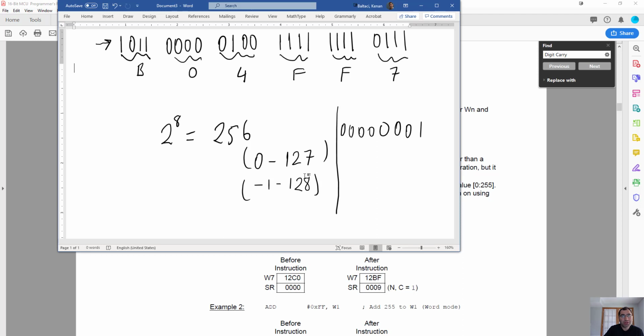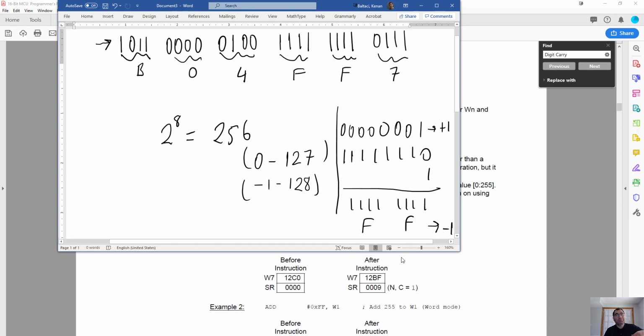So 1's complement, we just invert every bit, right? So 1 1 1 1 1 1 1 0, and then you add 1. So this one was +1, so -1 is going to be 1 1 1 1 1 1 1 1. If you group this, it's 1 1, so F, so FF. This is in hexadecimal, of course. So this is -1. Okay, so just keep that in mind.